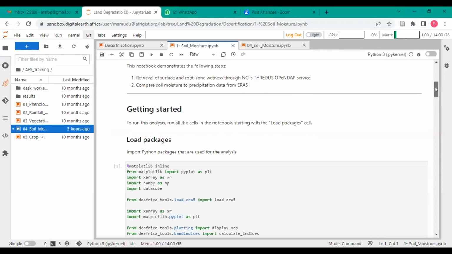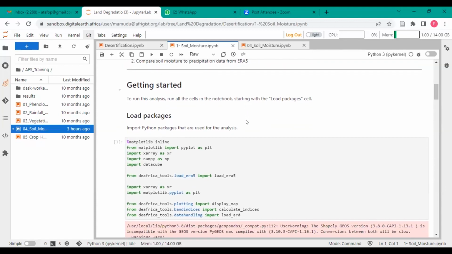Now, let's get right into it. What we are going to be doing today is we're going to retrieve the surface and root zone wetness data set from the GRAFS data set. And then we're going to compare that data set to precipitation data from the ERA5.